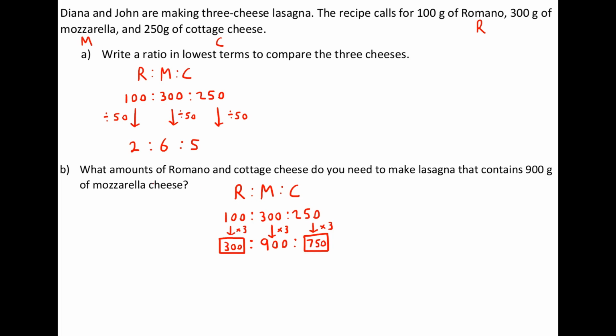So to answer their question, what amounts do I need? Well, I would need 300 grams of Romano, and I would need 750 grams of cottage cheese to satisfy my lasagna that has 900 grams of mozzarella cheese.